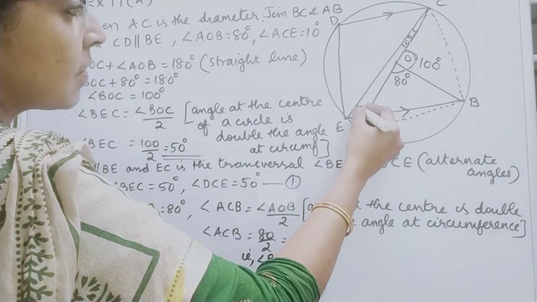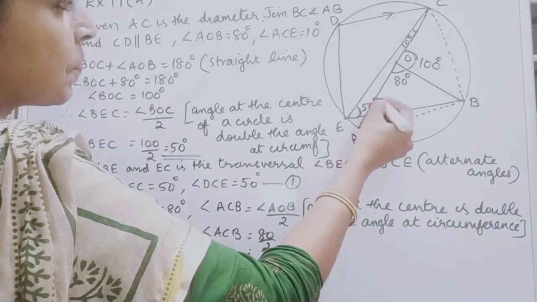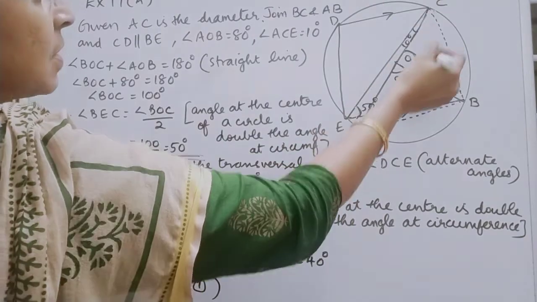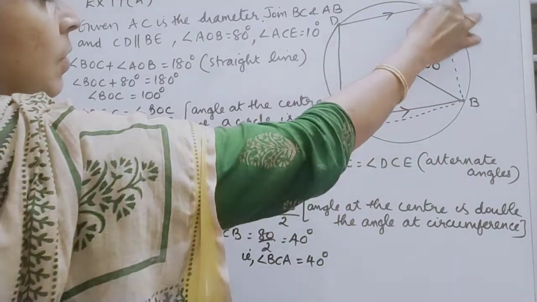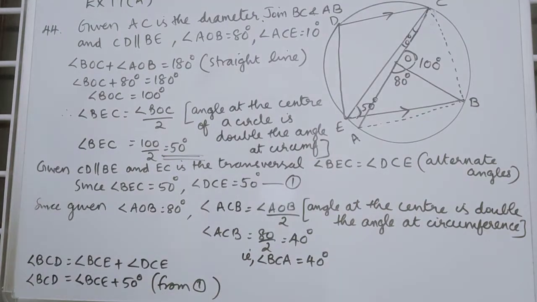Here we will get it as 50 degree, since BOC is 100 degree. BEC will be 50 degree, same segment. BEC is equal to 50 degree. That is the first part.